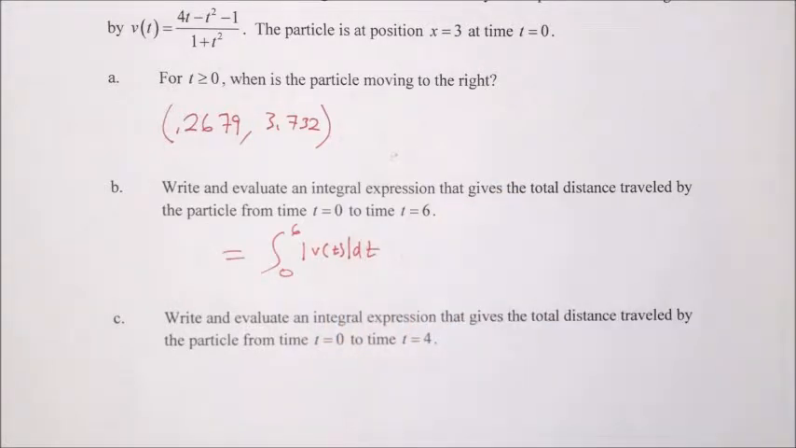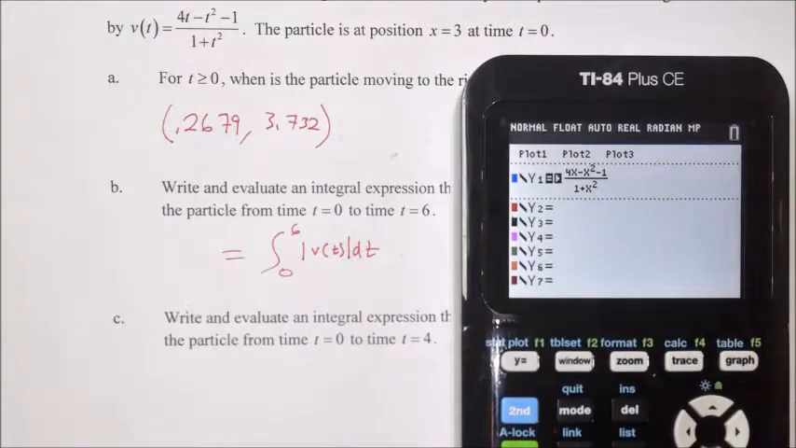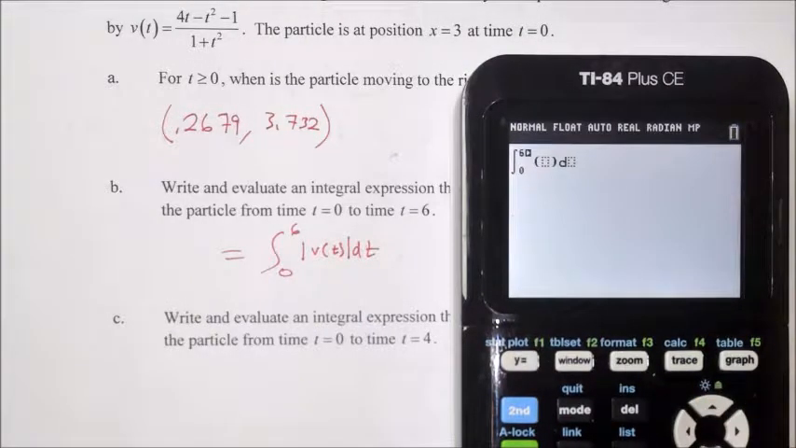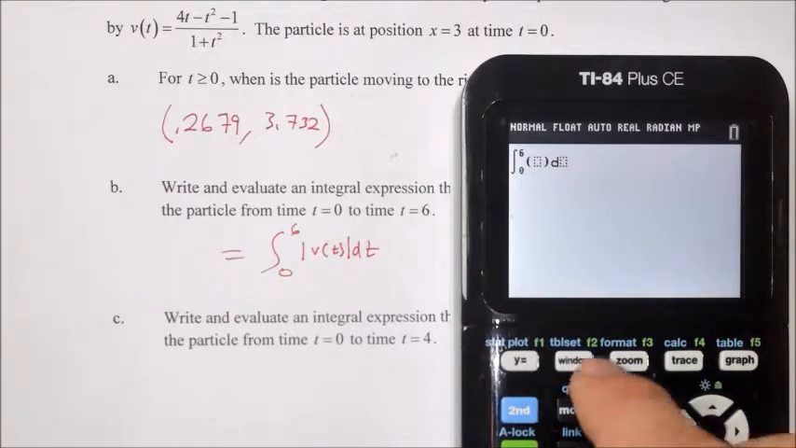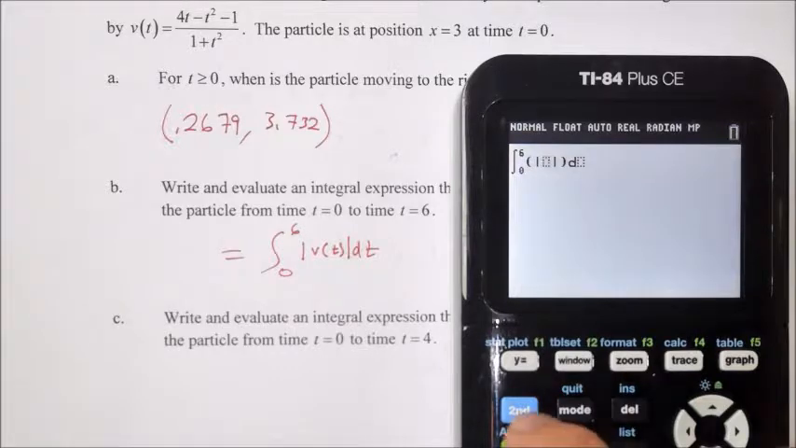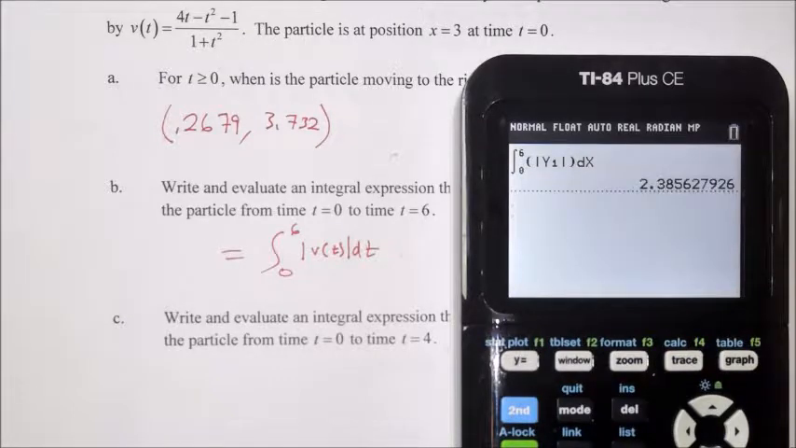All right, now our velocity function is in y1. So we're going to go to the main screen and do math 9, 0 to 6. Absolute value is alpha, then you hit the window button, and it's option number 1. We're going to put our y1 in there, and we want dx. Give it a second to think. The absolute value is making the calculator really work. There we go, 2.3856.